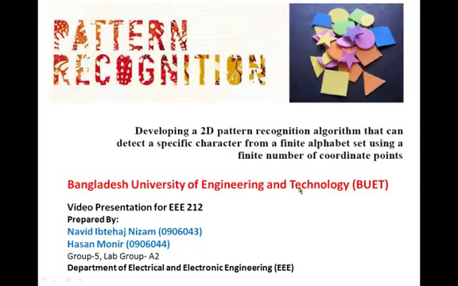Hello and welcome to the video presentation of our 2D pattern recognition algorithm that has been designed for the EEE 212 lab, which can detect a specific character from a finite alphabet set using a finite number of coordinate points. Each lab group was assigned a specific character set consisting of 9 characters. These were the characters that were assigned to us. We also had to add 2 extra characters which highlighted the strength of our algorithm.